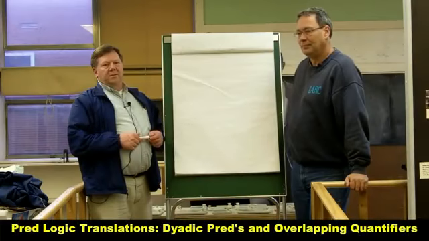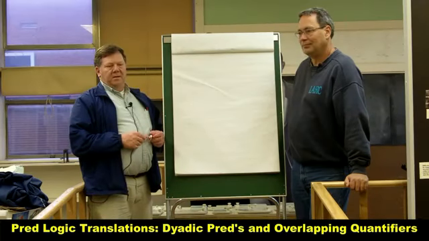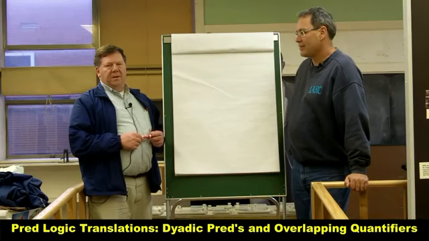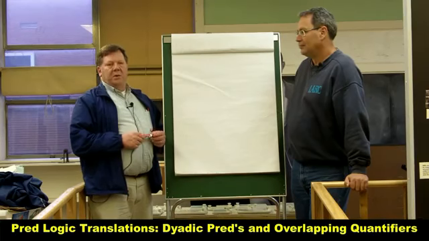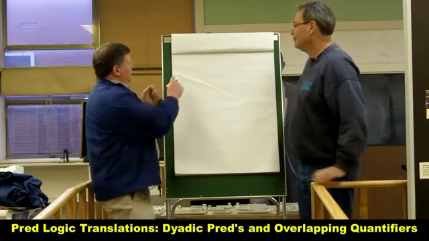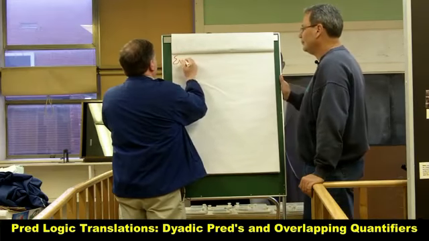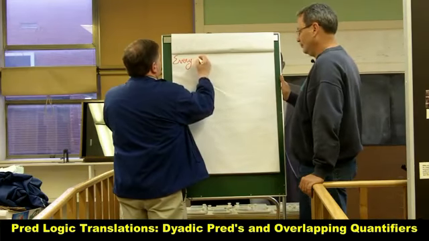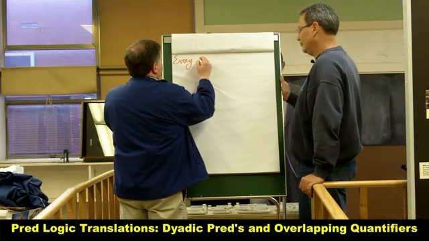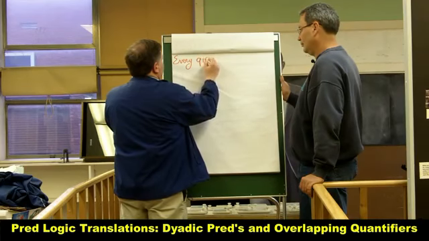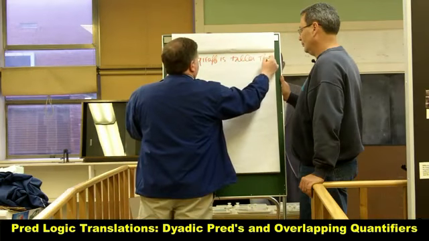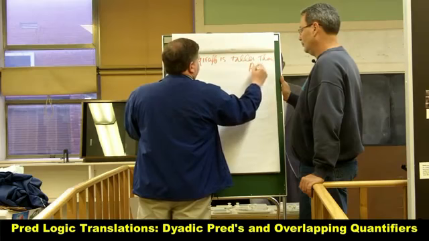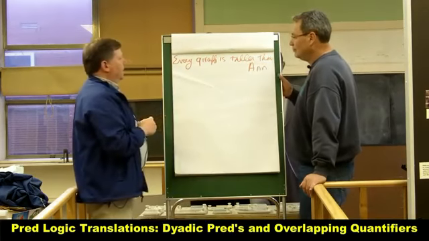So now I want to do some more complicated sentences in predicate or quantificational logic using dyadic predicates and using multiple quantifiers. So let's just try this. Let's say every giraffe is taller than Anne. Every giraffe is taller than Anne.